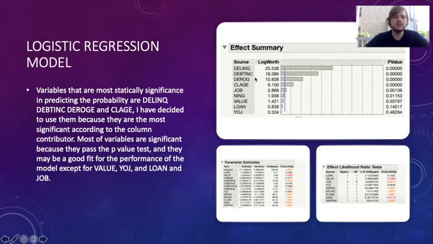I have decided to use them because they are most significant according to the column contribution, as you guys can see, and most variables also pass the p-value test, and they may be a good fit for the performance. Again, we are going to be removing value, YOJ, and loan since they don't show to have a great contribution to the overall project.